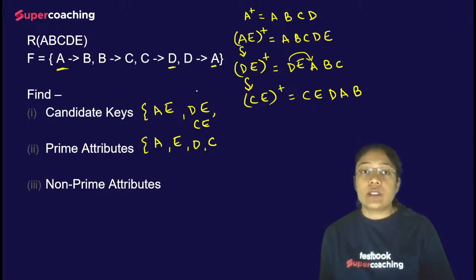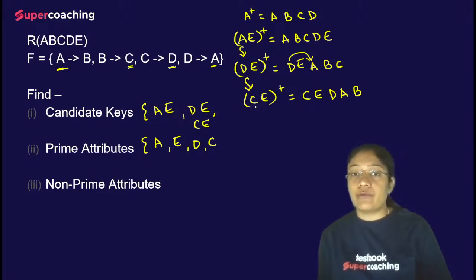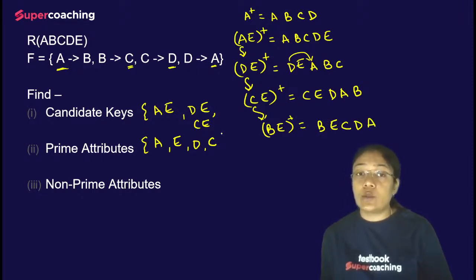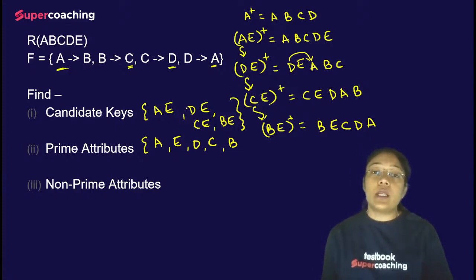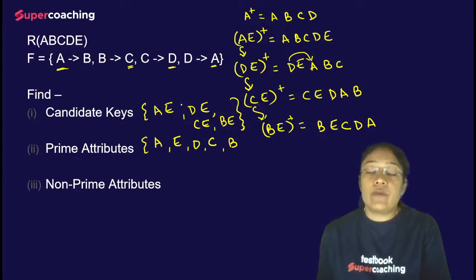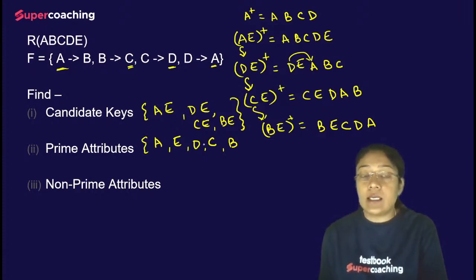So CE is another candidate key. Now C is present on the right hand side of B, so I'll replace this with B, BE closure. B is determining C, C is determining D, and D is determining A. So BE is another candidate key. B is present on the right hand side of A, which we have already covered, so this is the end. In this relation, we have 4 composite candidate keys and all the attributes are prime attributes. No non-prime attribute is available.